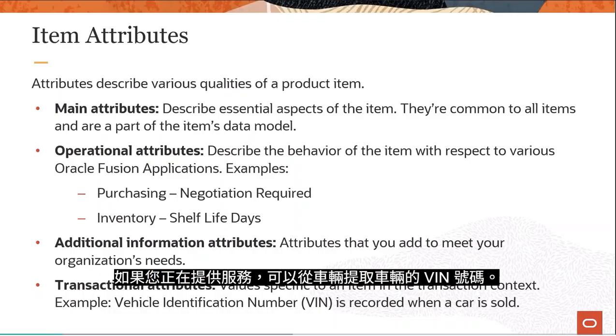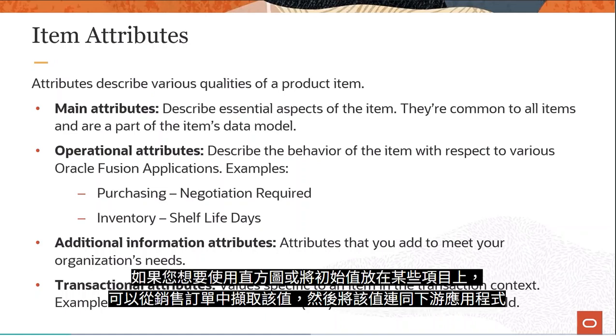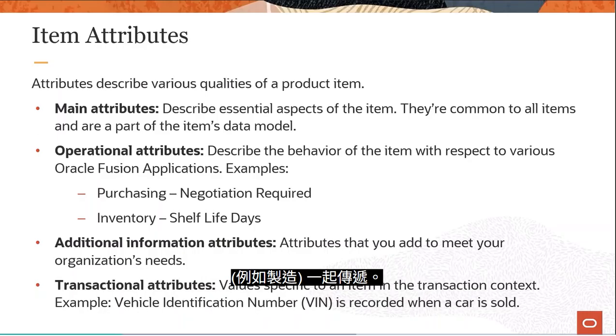So if you're doing service, you could pick up the VIN number from a vehicle. If you wanted to monogram or put initials on something, you could capture that from the sales order and then pass that along to downstream applications like manufacturing.